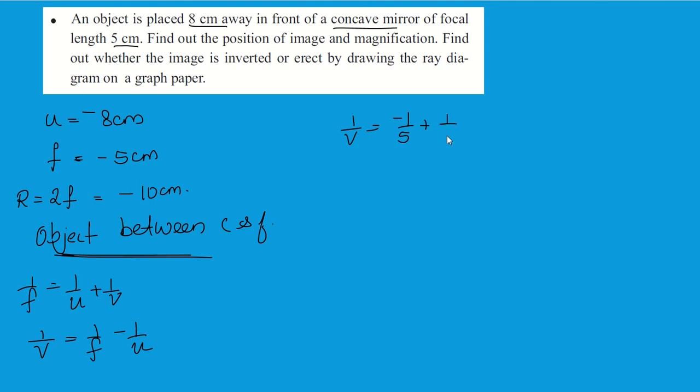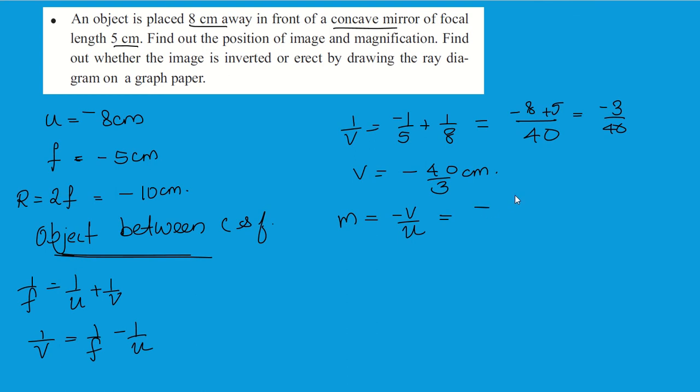Now you are experts at doing this, that is why I am directly writing it. So LCM is going to be 40. So minus 8 plus 5. So this is going to be minus 3 by 40, or v is equal to minus 40 divided by 3 centimeters. Now, magnification. m is equal to minus v divided by u.